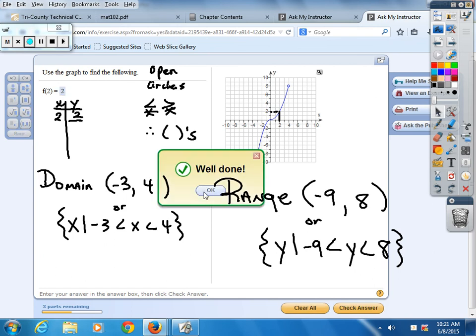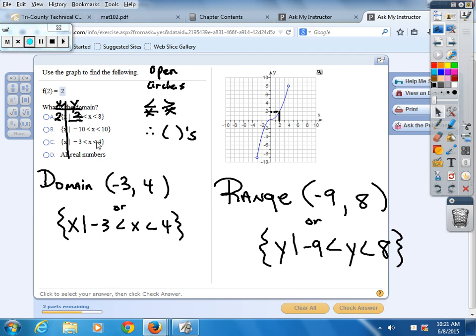And they're probably going to ask another number. Okay, there's your domain. Let me take a handy dandy eraser and there you go. So what is the domain? C.